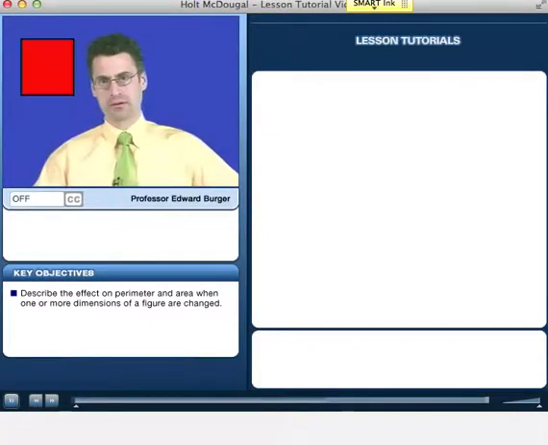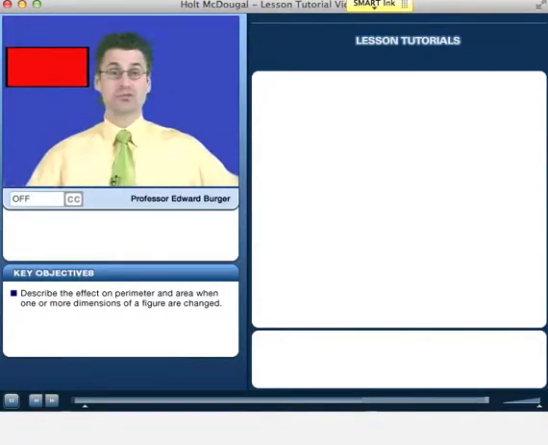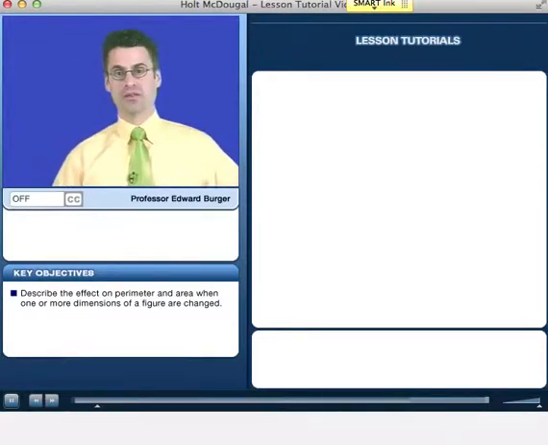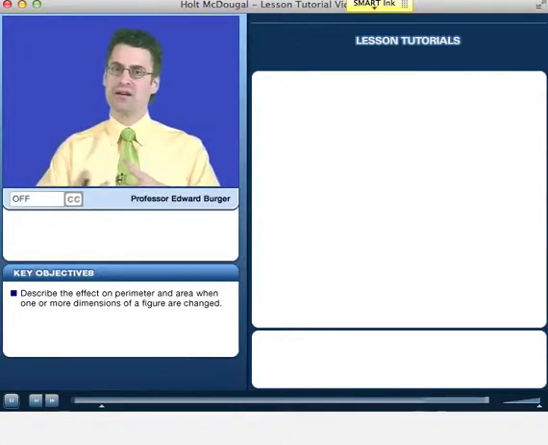You take a shape, you change some aspect of it, its length, its width. Well, of course its area is going to change. Of course its perimeter is going to change. The question is, by how much? Well, let's explore the issue of changing various features of a geometric shape and see how other features, like the perimeter and the area, are affected.